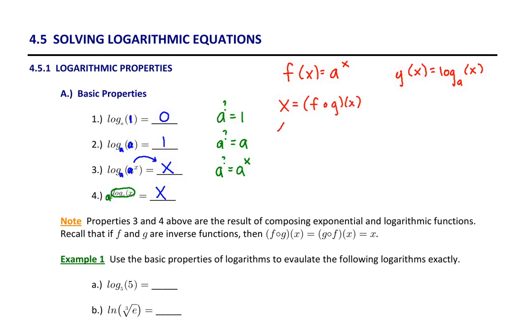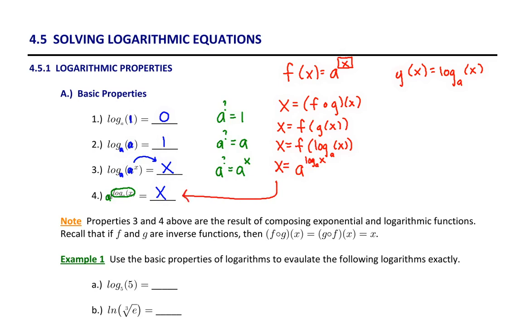So let's see what this expansion looks like. That is f of g of x. So I'm going to replace that inside function g of x with its rule, log base a of x. And then we're going to plug that argument into the function f. So I'm going to take what's inside parentheses there and plug it in for that argument. So we have a to the log base a of x. And notice that establishes property number 4.